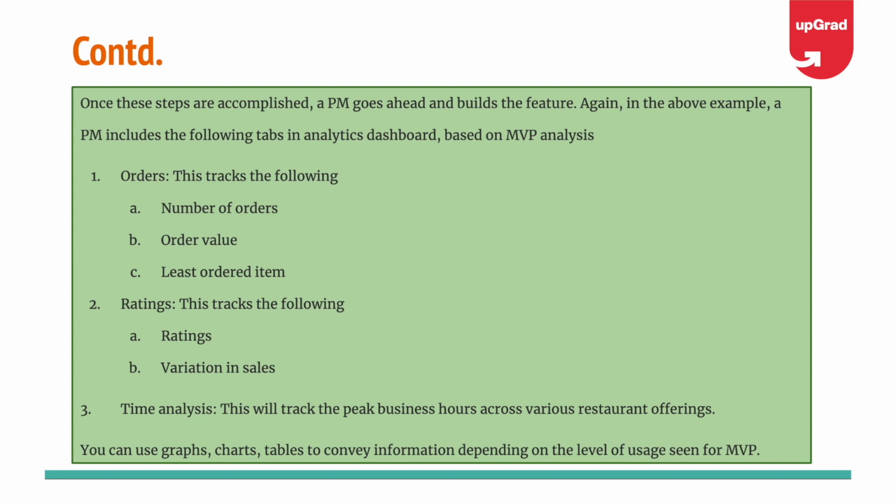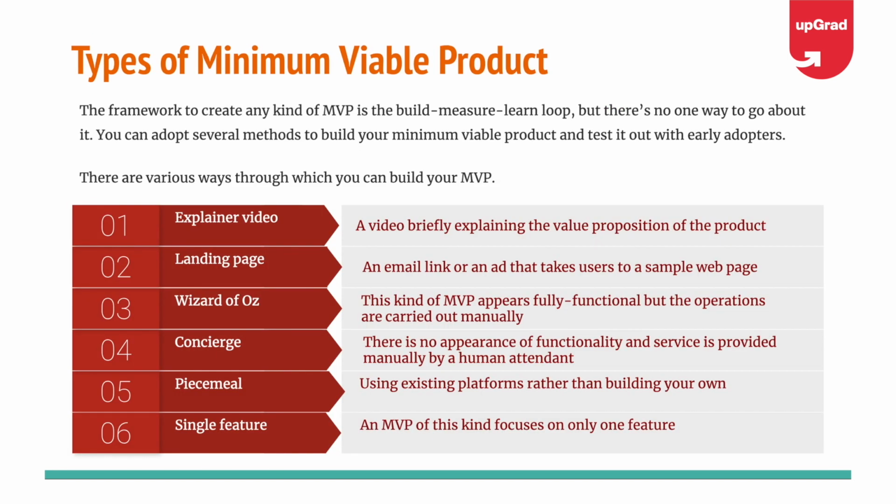So the MVP for the feature was actually the report that you send by mail, while the final product would be the analytics dashboard, which would look like what I just explained: orders, ratings, and time analysis. And additionally, based on any other insights you got from the initial MVP analysis, you can also add graphs, charts, tables, etc. Now let us look at the different types of minimum viable product.